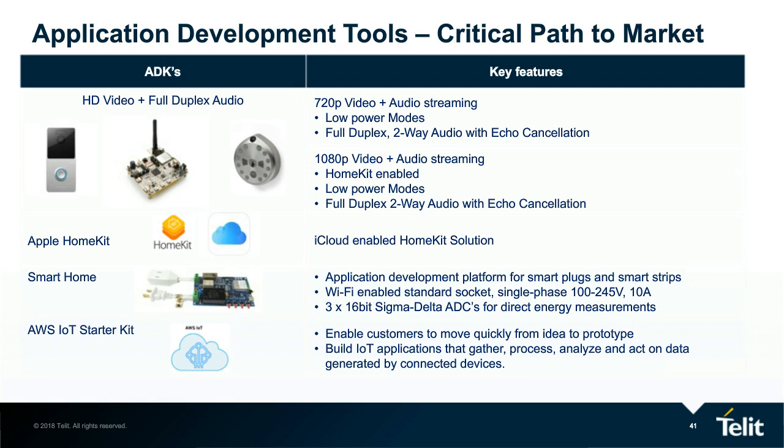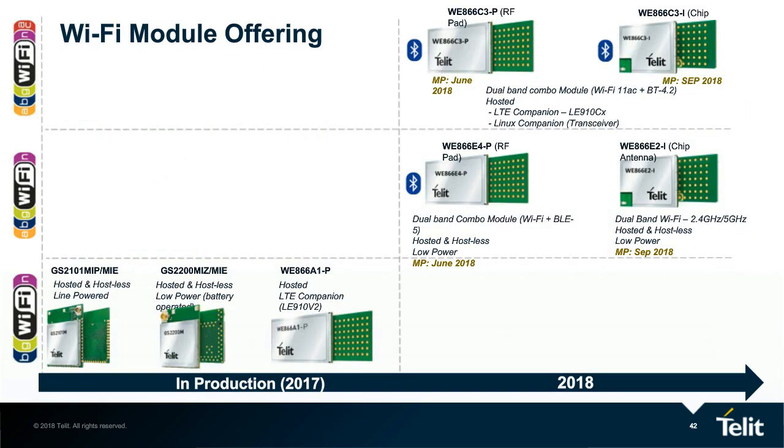Now, with that, I will just take you through the Wi-Fi module offering which Telit offers. As you can see in the bottom left, there are 3 different modules in production today: 2101 MIP, 2200 MIZ, and WE8667P. And all of these are BGN capable today.